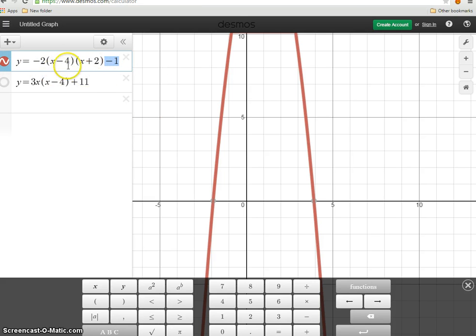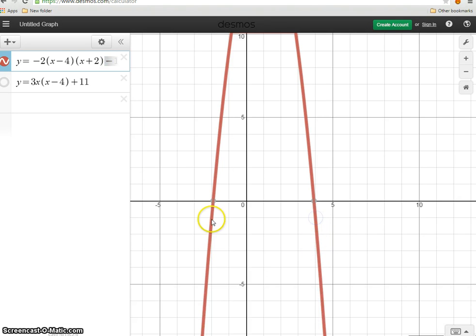So what this tells you about the graph is not the x-intercepts, but it tells you that you have a point at 4, negative 1. So again, that's this one over here. And another one at, there it is, negative 2, negative 1. So why is this helpful? I mean, it's not the vertex, it's not the x-intercepts. Why would we bother with this form?